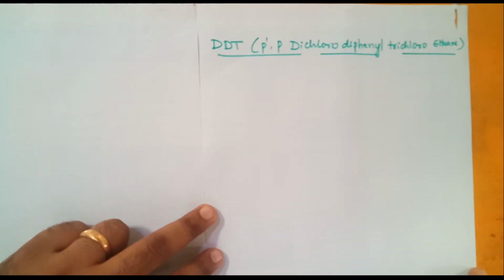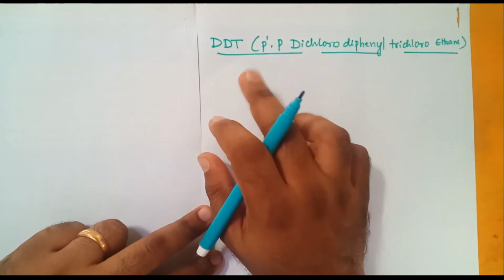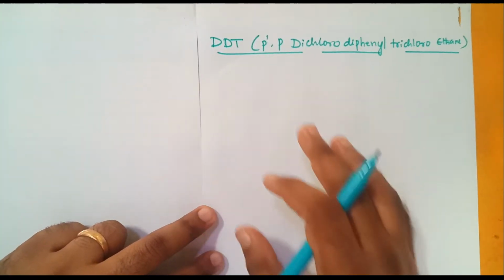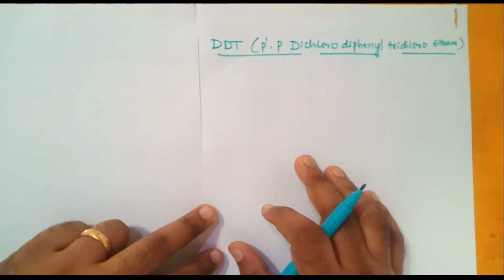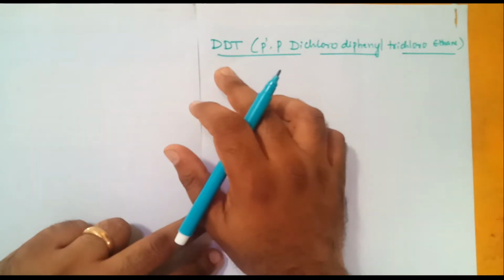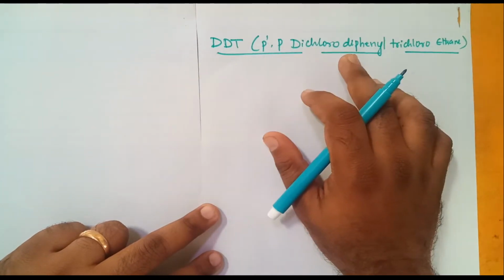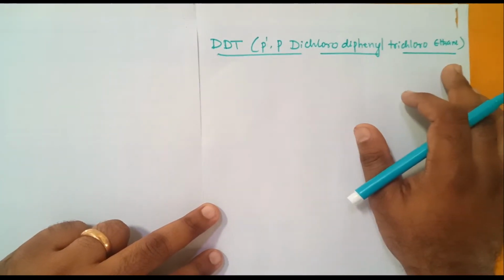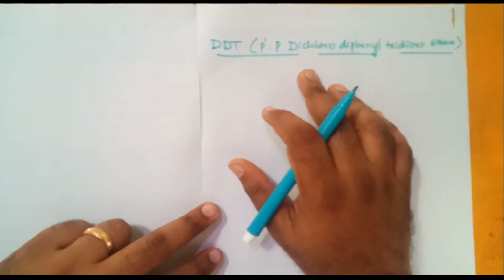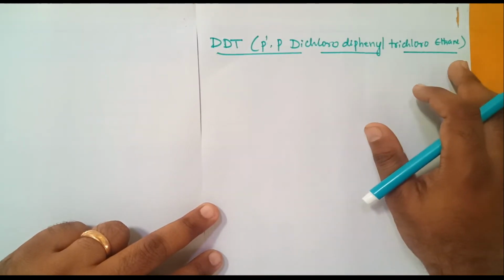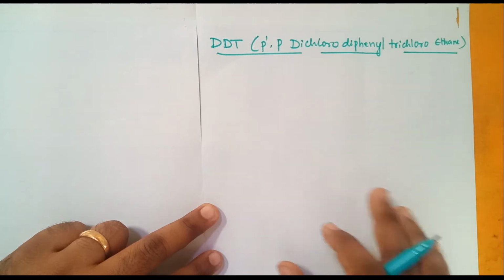In this session we are going to discuss DDT and its structure, its preparation and side effects. Without wasting time, let's move on to the point. Look here friends, DDT. What is the full form of DDT? Dichloro diphenyl trichloroethane. Is it right friends? Dichloro diphenyl trichloroethane. Let's draw the structure of DDT.